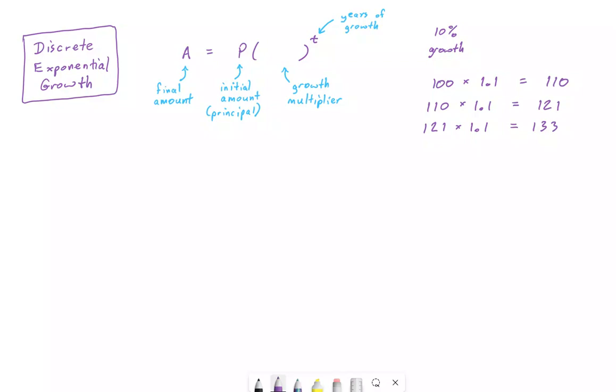The point is, the amount that you're getting paid in interest is growing every year. It's not just $10 a year. It's $10 the first year, then 11, then 12, and it's going to keep getting bigger and bigger. That's the advantage of exponential growth.